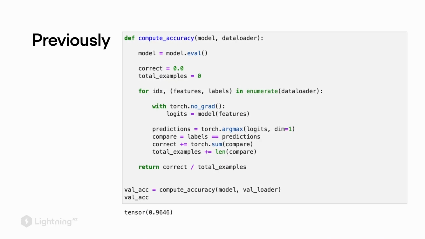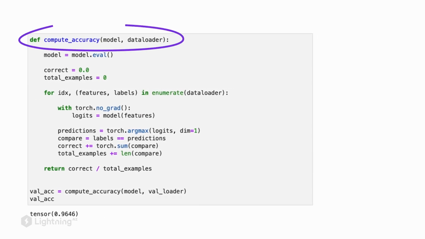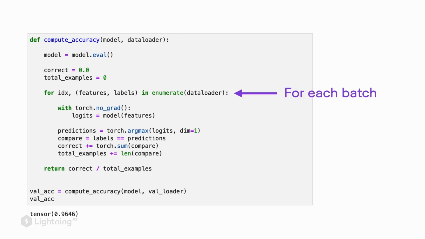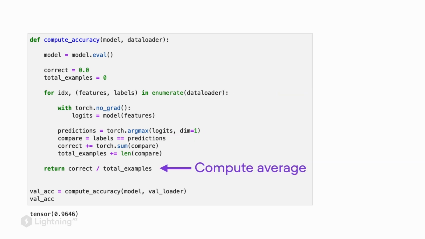So what is TorchMetrics and how does it work? Here are a few screenshots of the code that we used to compute our accuracy previously. The compute accuracy function receives a data loader, and then we are iterating over this data loader. For each batch, we compute the labels using the model, and then we count the number of correct predictions. And after we counted the number of correct predictions, we compute the average to get the accuracy over the dataset that the data loader is looping over.